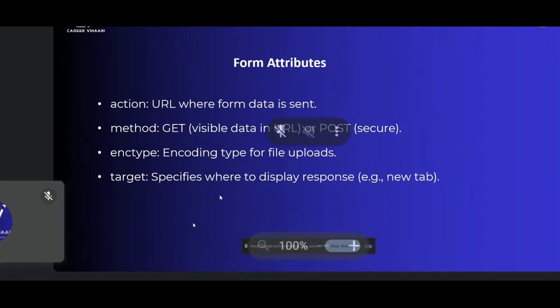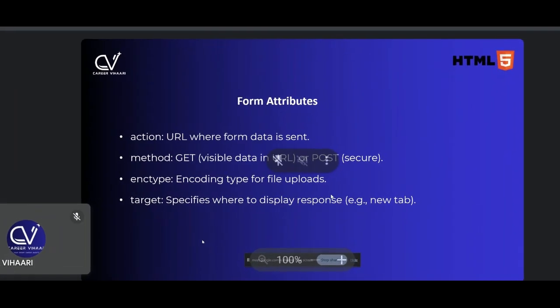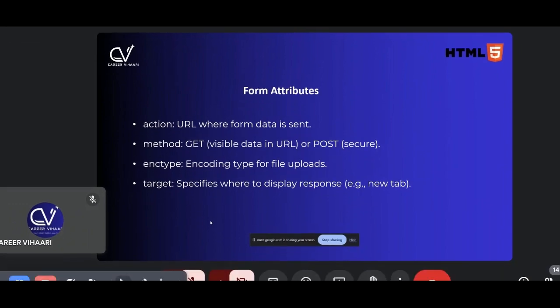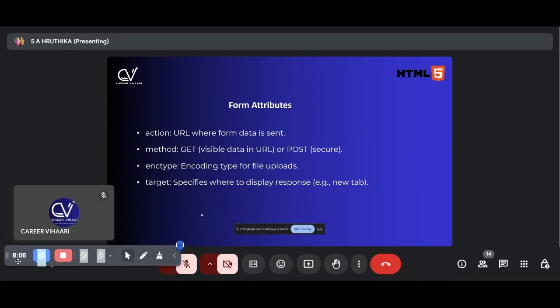It means, if we submit, the data will go somewhere, and we should be in the same page. If we need to be in the same page, we should give target equals underscore self. If the response needs to be rendered in a new tab, then we'll be giving target equals underscore blank. And there are also many things that we'll discuss later on. There are many attributes like value, autocomplete.